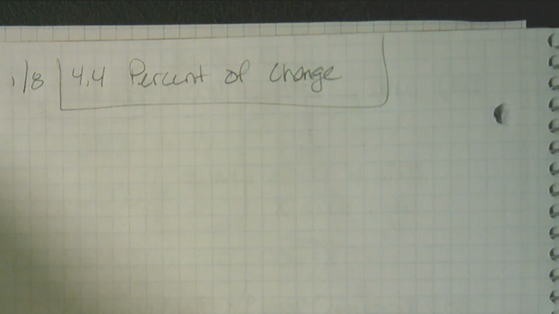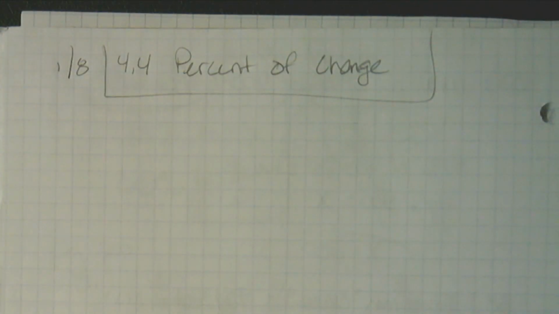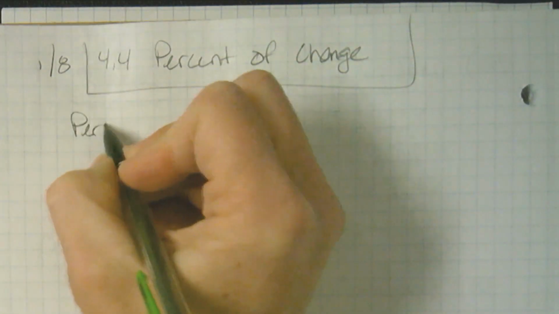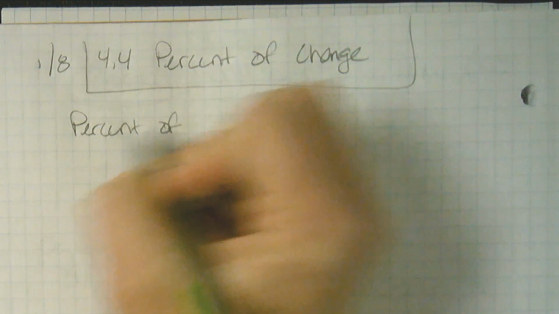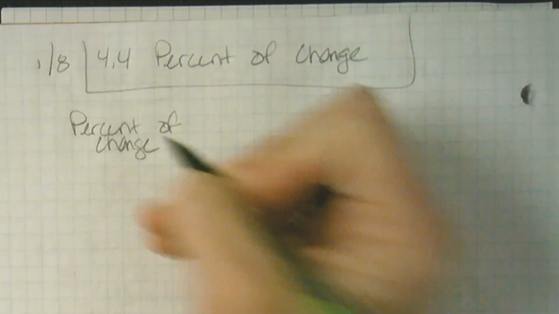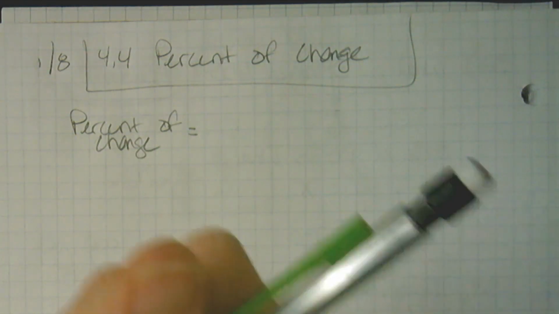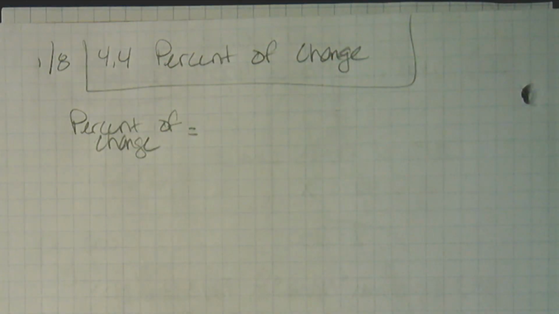Okay, so Chapter 4, Section 4 is percent of change. We've done these last year, so this is not new for you. You do need your calculators, so make sure you get those. When we talk about percent of change, I'm just going to start with the formula, and we're just going to start doing some problems.